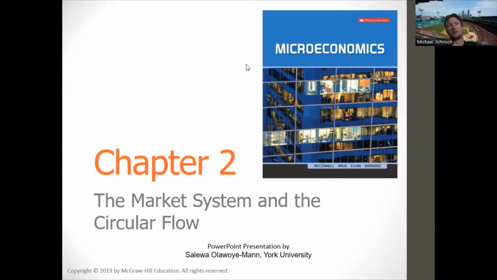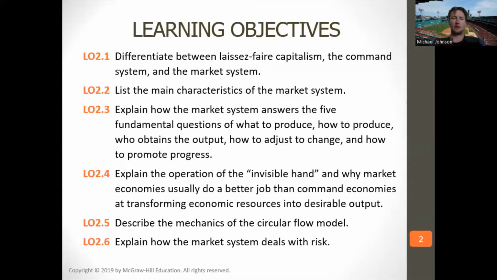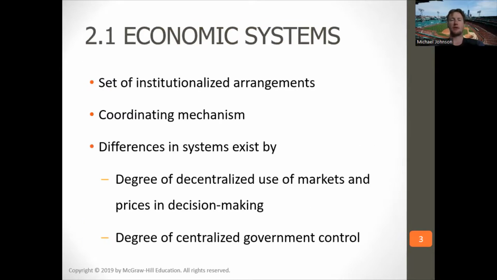So I think we'll get started, and if anyone else comes in, we'll let them come in. Today we'll go through chapter 2, the market system and circular flow. We'll go through the differences between laissez-faire capitalism, the command system, and the market system, what the main characteristics of the market system are, and how the market system answers what to produce, how to produce, who obtains the output, how to adjust to change, and how to promote progress. We'll cover what the invisible hand is, and why market economies usually do a better job than command economies at transforming economic resources into desirable output. We'll describe the mechanics of the circular flow model, and explain how the market system deals with risk.